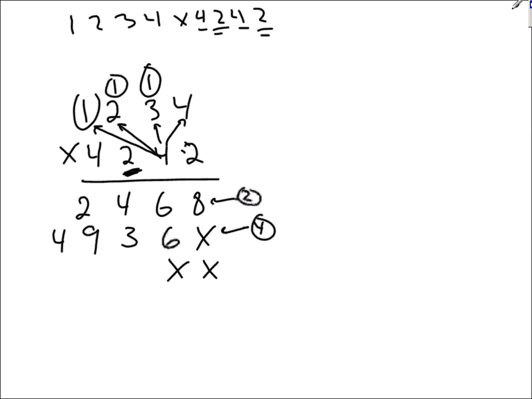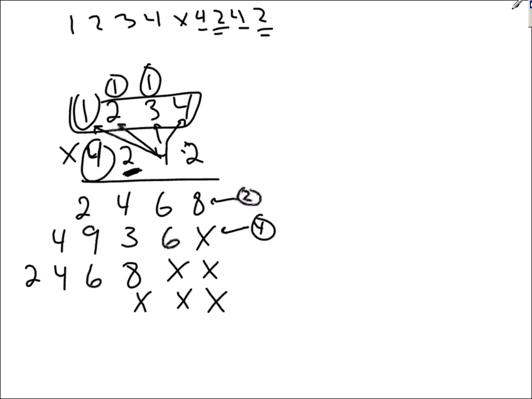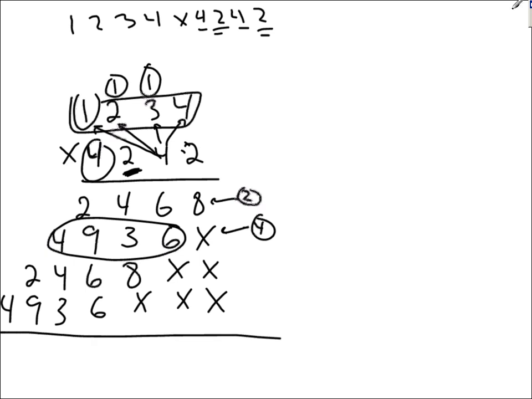I know that answer. It's 2, 4, 6, 8. So I just multiply by the 2. Pretty simple. Now I have to multiply 1, 2, 3, 4 by 4. Oh, I already did that. Reading from right to left it is 6, 3, 9, 4. I got that pretty simple.